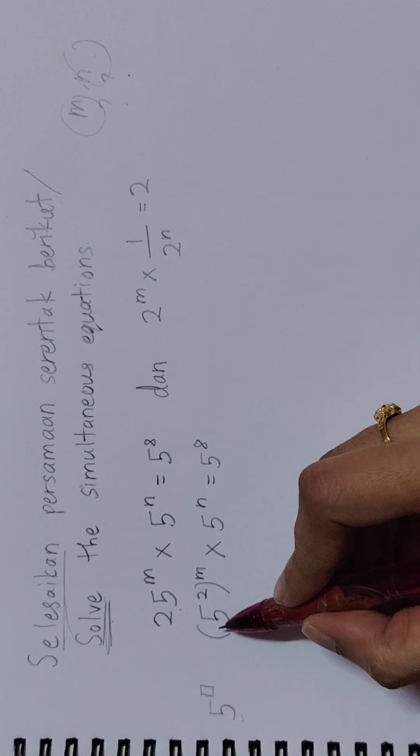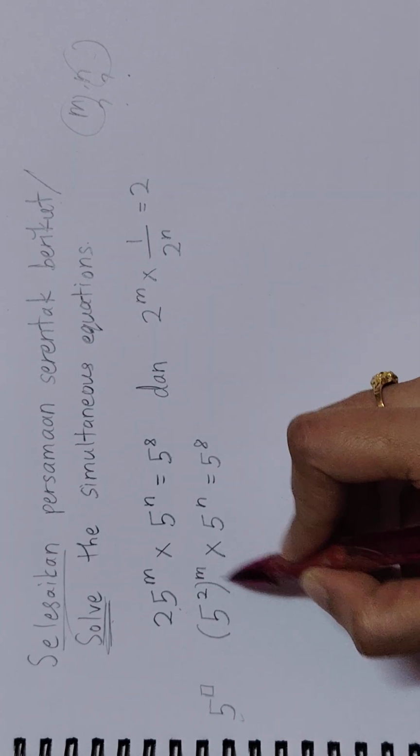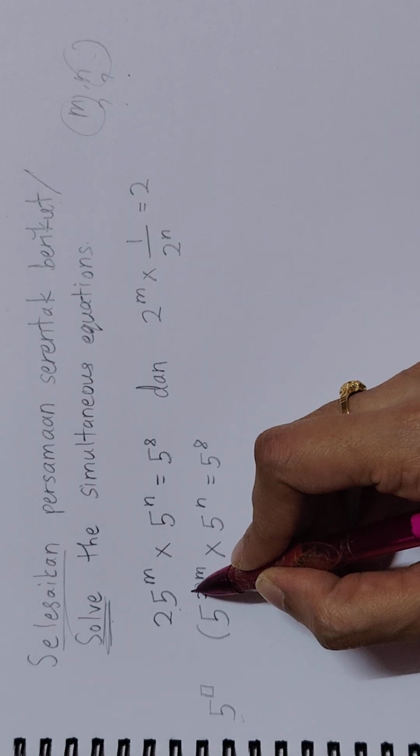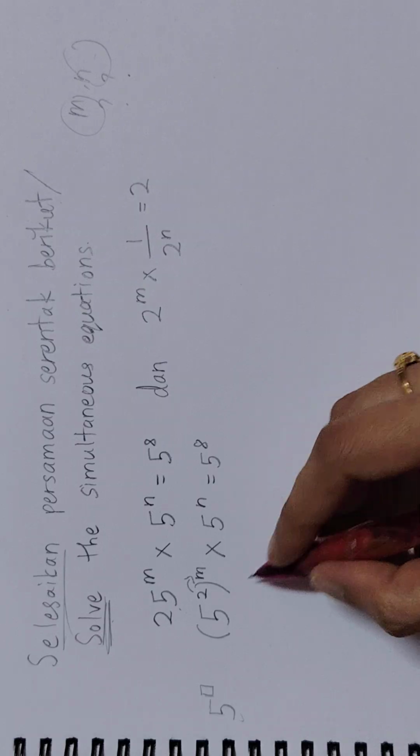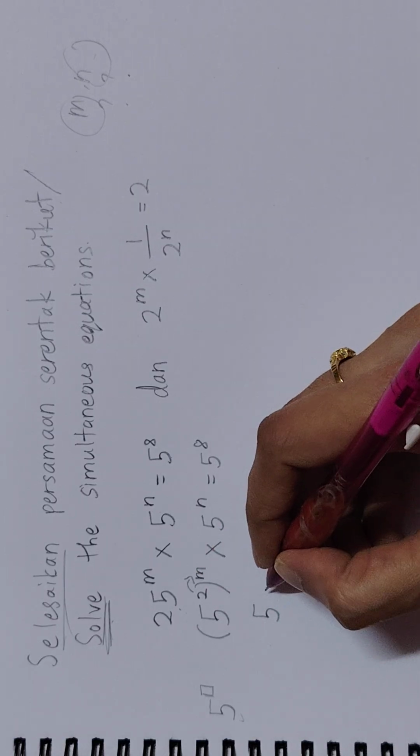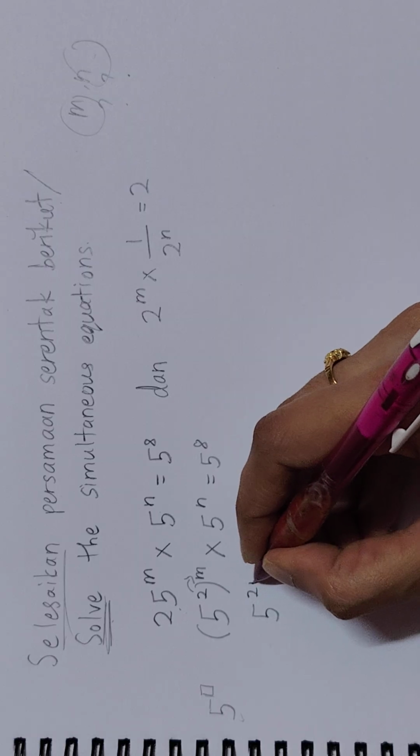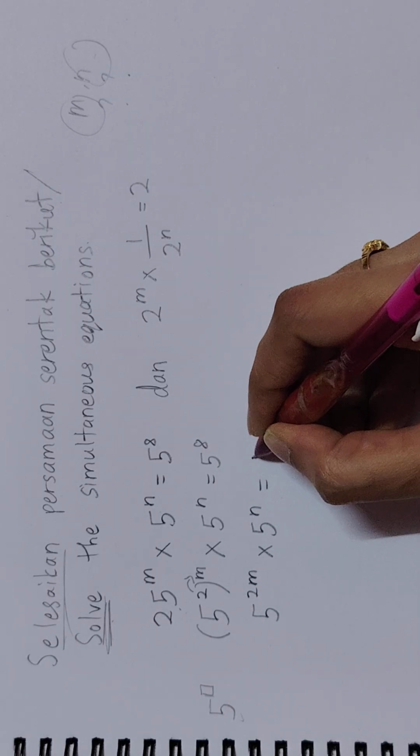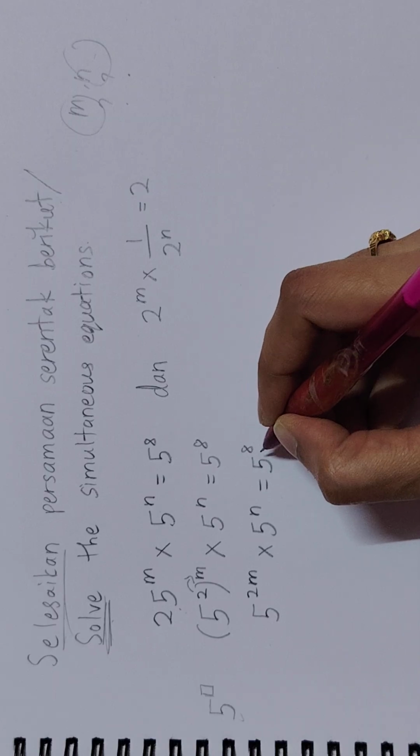Okay, now look at this. 5 to bracket. Anytime we have a bracket, what does it mean, class? The power we can times, yes or no? So the 5, just bring it down. 2 times m, what do you get? You get 2m. And then times 5^n equals to 5 power 8.